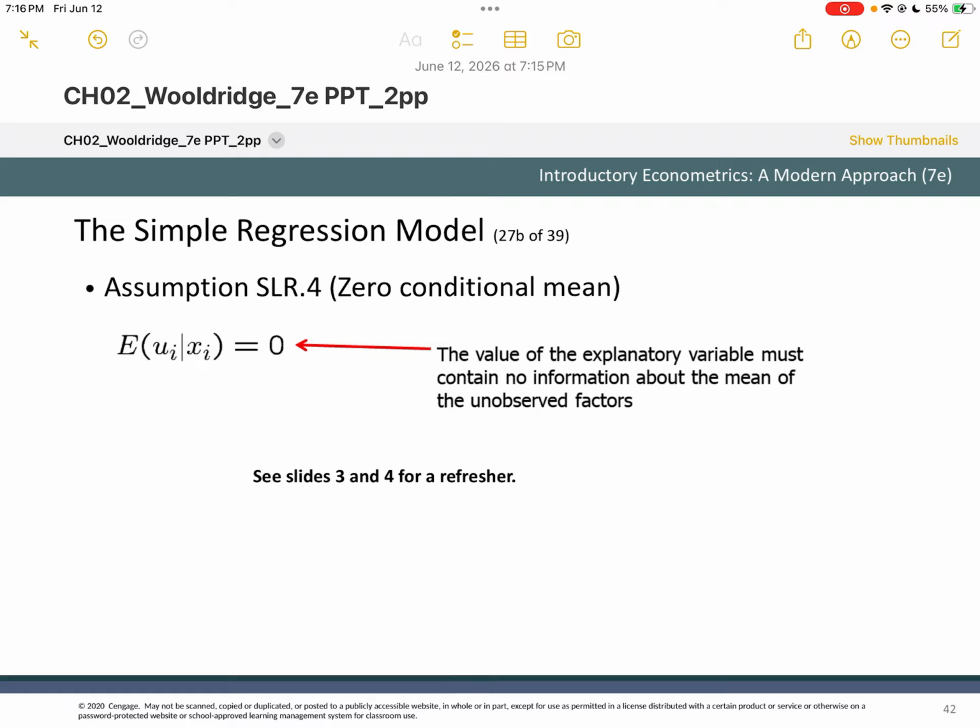And then the fourth assumption, zero conditional mean. What we are saying here is the backdoor path is closed. Ideally, the backdoor path is closed. That the value of the explanatory variable should contain no information about the mean of the unobserved factors in the error term.